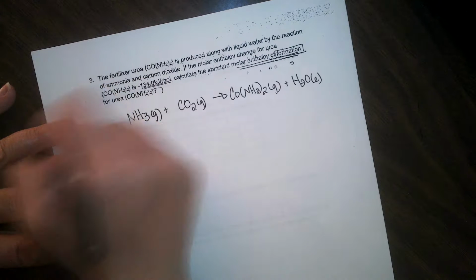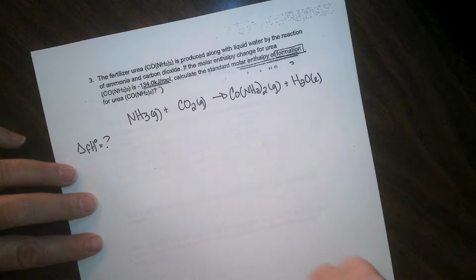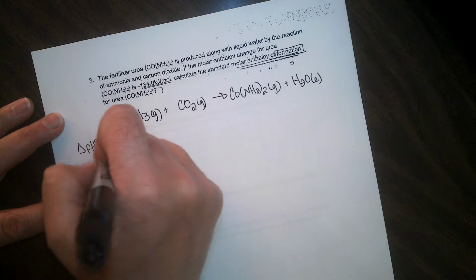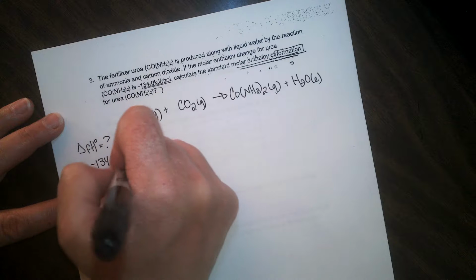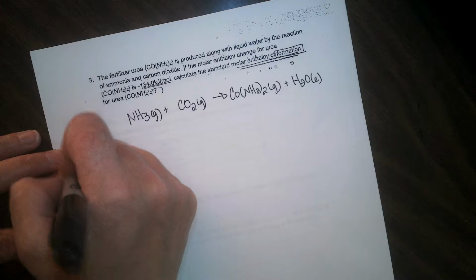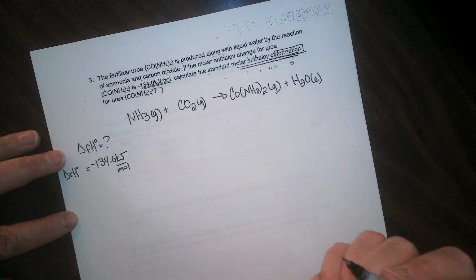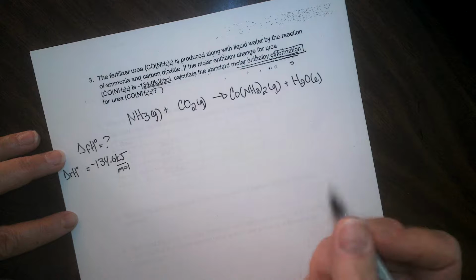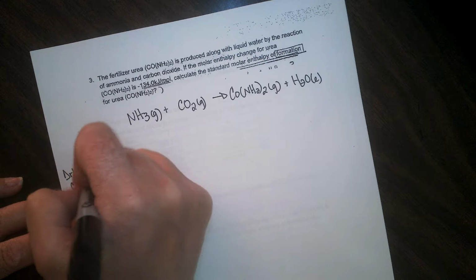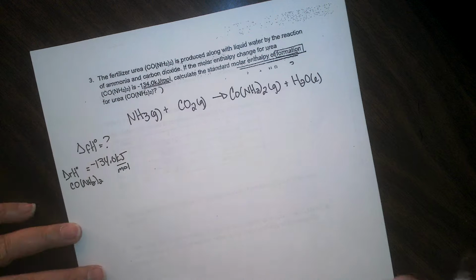Okay, it's asking us to find the standard molar enthalpy of formation. What is this negative 134.0 kilojoules per mole? What is that? Right, of the reaction. If the molar enthalpy change for urea is negative 134 kilojoules per mole, so this is CON2H4 twice, okay?